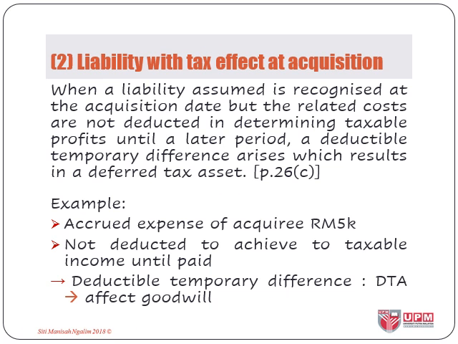And then we have a situation where we have a liability with tax effects at acquisition. Paragraph 26 requires the acquirer to recognize the deferred tax arising from a liability that is deductible only in the future, thus a DTA. For example, we have an accrued expense of 5,000 which will only be deductible when it is paid. Basically, this applies to most expenses under tax rules. This results in deductible temporary differences, thus DTA shall arise.